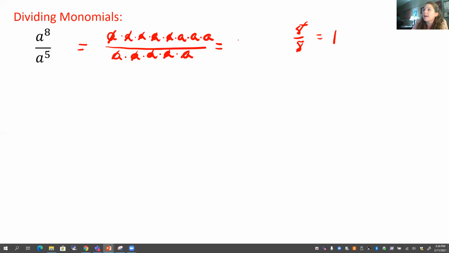So what am I left with? I'm left with A to the third, 3 A's. So basically what we're doing is we're subtracting those exponents.